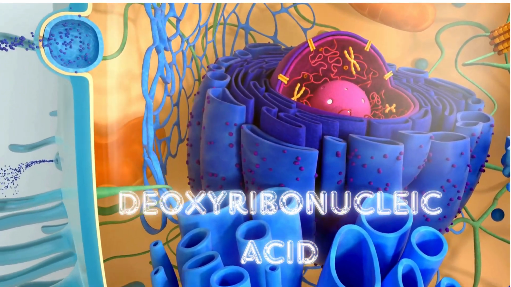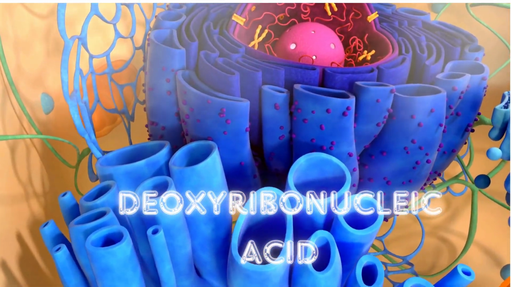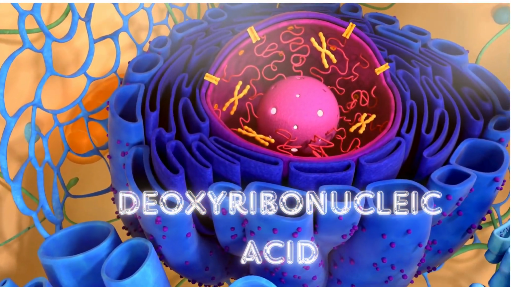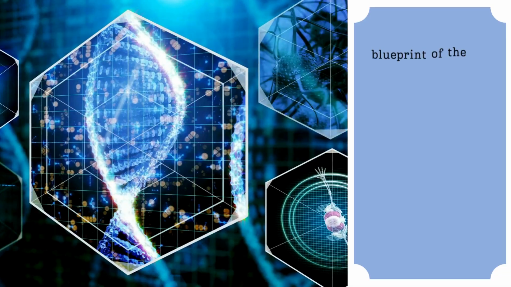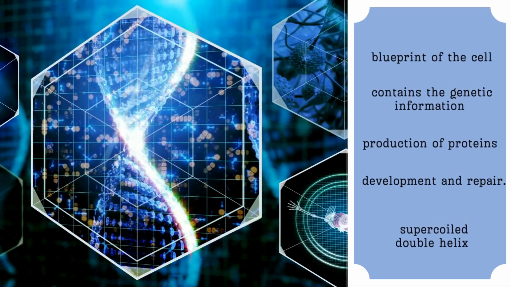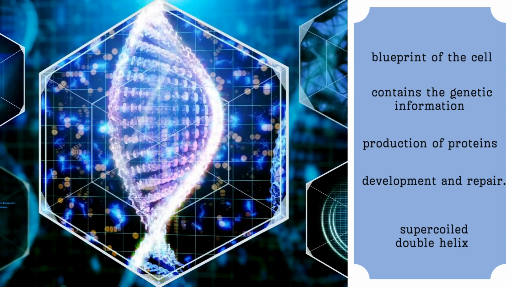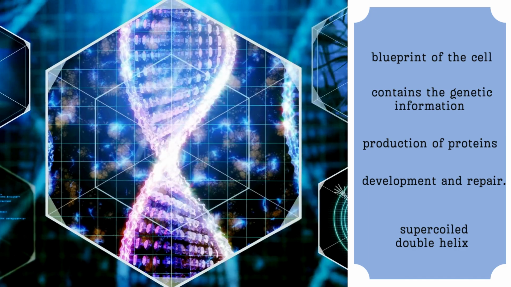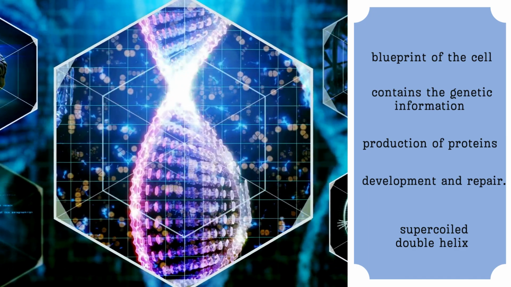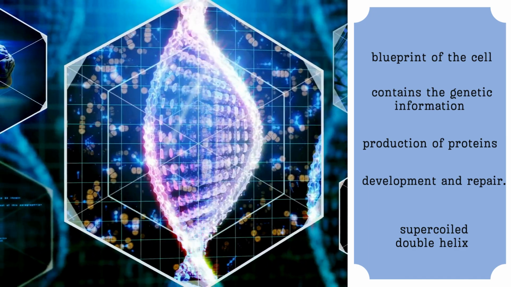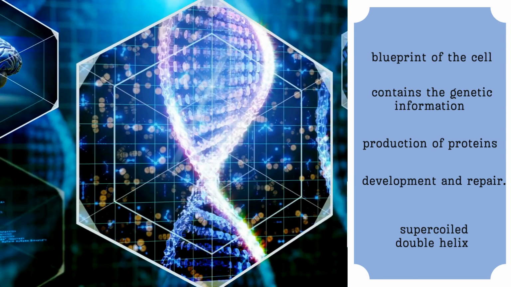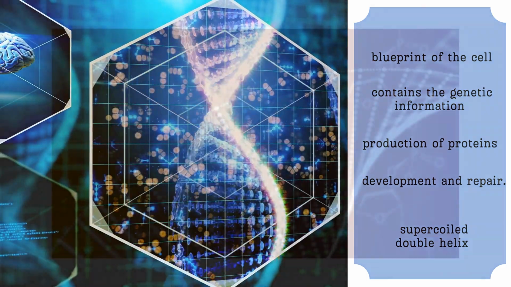DNA stands for deoxyribonucleic acid. It is found in the nucleus of the eukaryotic cell. DNA is the blueprint of the cell as it contains the genetic information that makes up an organism. It bears instructions that relay messages to the production of proteins, essential for development and repair. DNA is a supercoiled double helix of information.